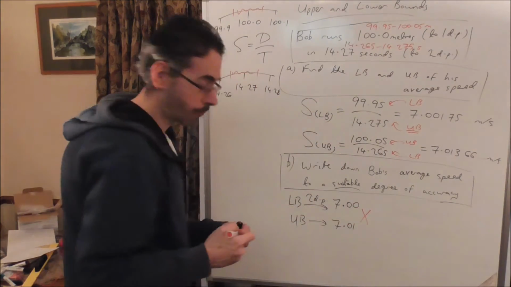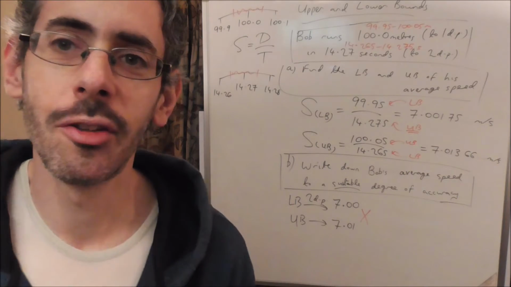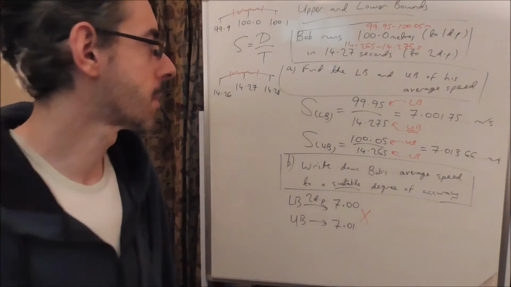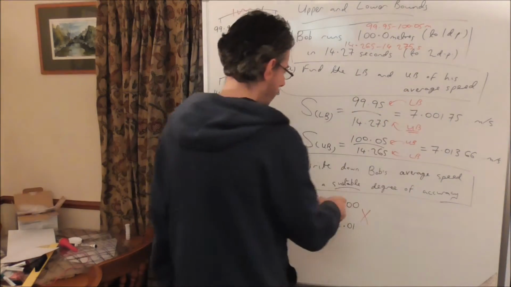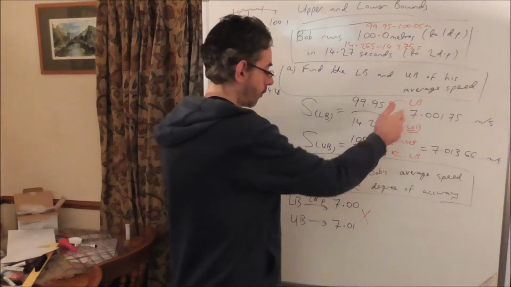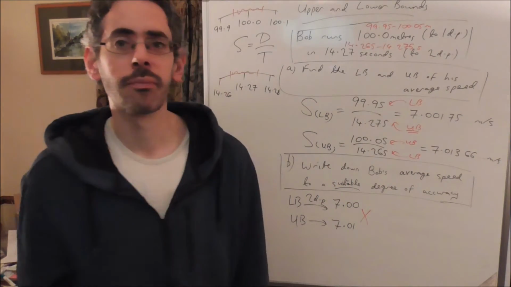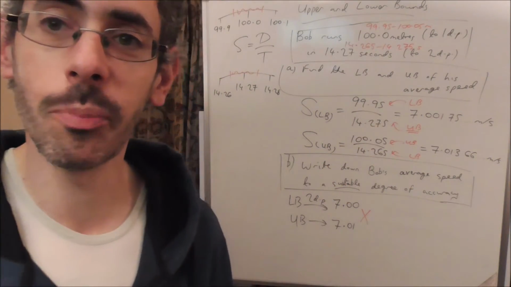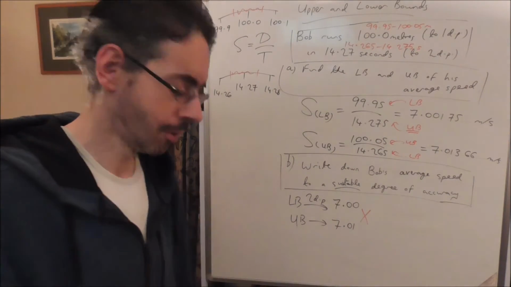So we don't actually know what Bob's average speed is to 2 decimal places, because some numbers in this range round to 7.00, some numbers in this range round to 7.01. So Bob's average speed could round to either of those, we don't know.